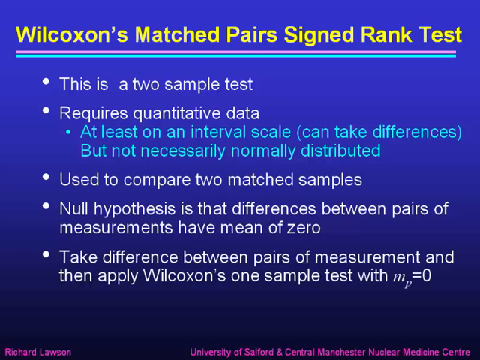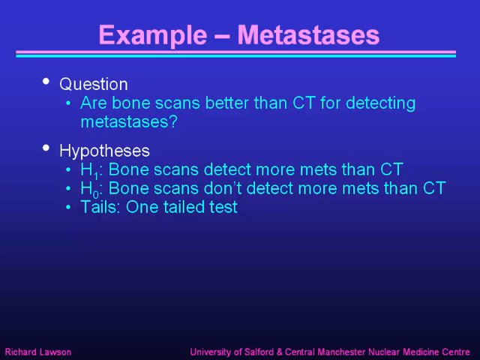So the way we do this test is simply to take the difference between pairs of measurements and then apply Wilcoxon's one-sample test, assuming a mean of 0. So the procedure is exactly the same as the Wilcoxon's single-sample test after we've taken the difference between the pairs of measurements. So we can apply it to some hypothetical data, for example looking at metastases.